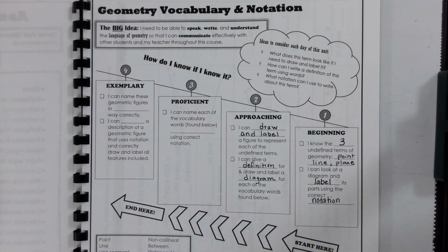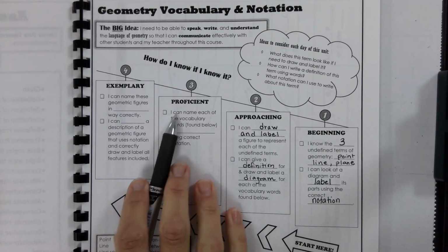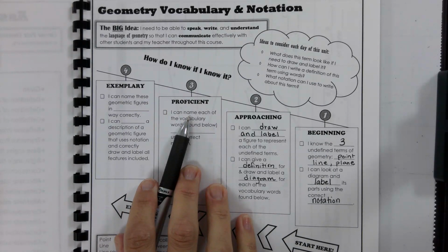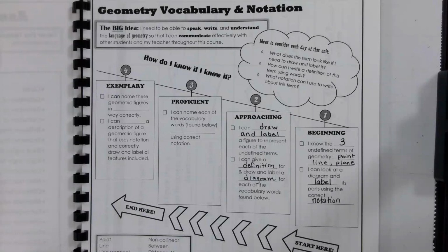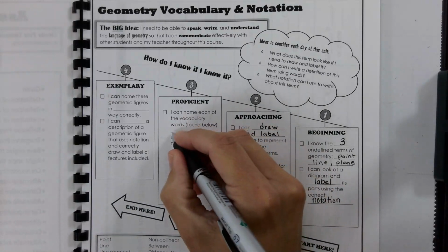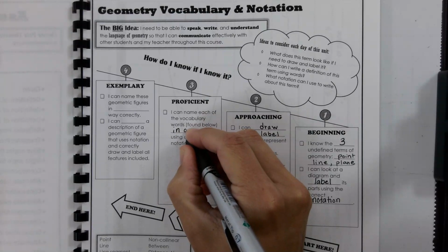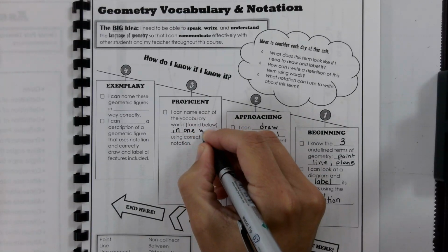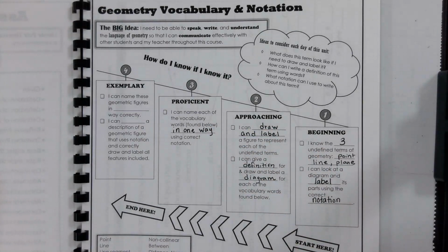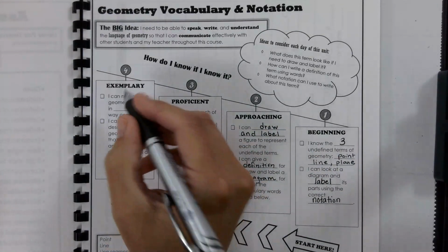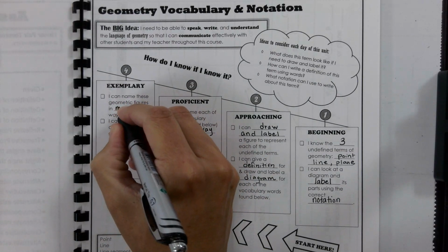Okay, the notation also, if I can just do the notation in one way, or if I can do it in all ways, is another part that differentiates between level 3 and 4. So the notation piece is I can name each one. I can name what I'm looking at of the vocabulary words using the notation. Can I just do it in one way, or can I, for the level 4, do it in more than one?